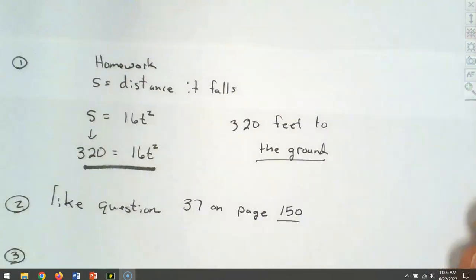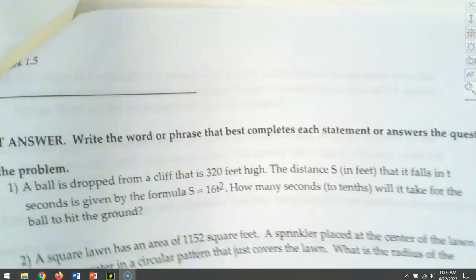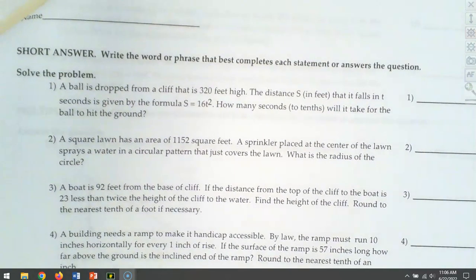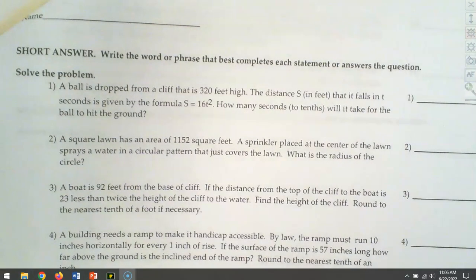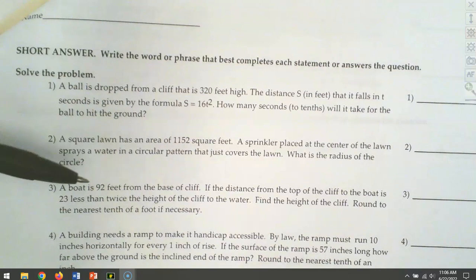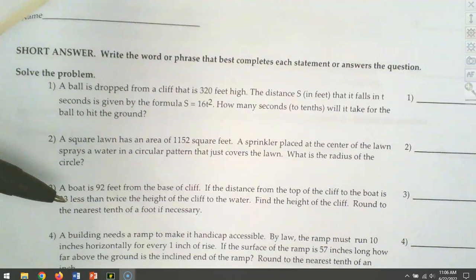Question 3 is a more difficult one. So question 3 is going to require us to draw a diagram. A boat is 92 feet from the base of the cliff. If the distance from the top of the cliff to the boat is 23 less than twice the height of the cliff to the water, find the height of the cliff. And we want to round this to the nearest tenth of a foot. So the boat is 92 feet from the base of the cliff.